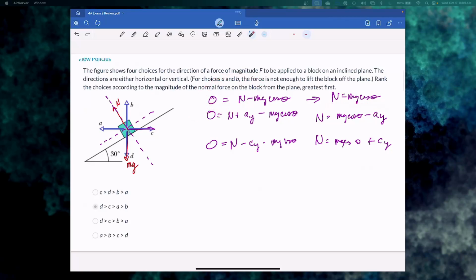In physics, we tend to put the thing first that we're looking for, and then its result. So sorry, habit on my part. So the mg goes over, becomes positive. The cy comes over, becomes negative. And then I just reverse the direction I'm writing the equation.